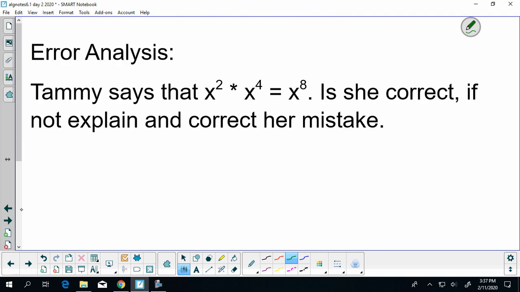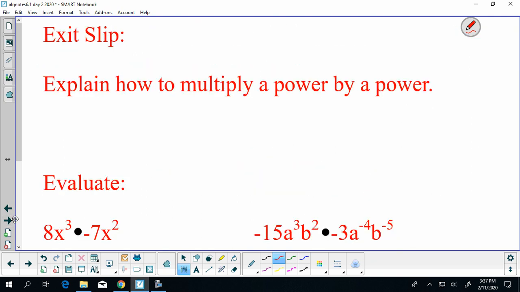All right, Tammy says that x squared times x to the fourth is x to the eighth. Is she correct? No, she is not correct. Reason being is the rule says if they have the same base and we're multiplying, we can add the exponents. So x squared times x to the fourth should have been x to the sixth. She multiplied those exponents when she should have added them.